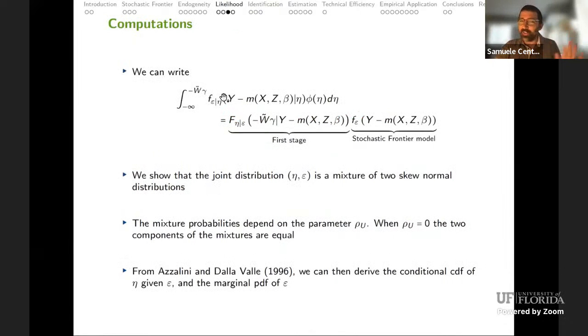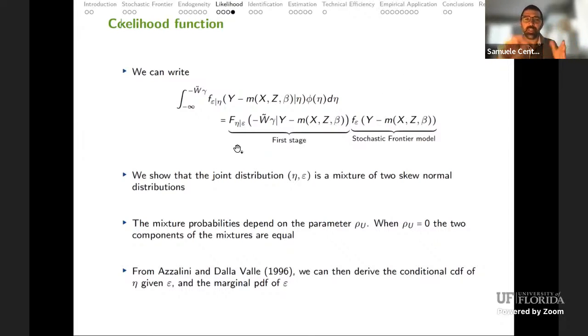I'm not going to give you the exact expression; it's not very beautiful to see. But the idea is that I decompose these terms into two parts. One is the conditional CDF of eta given epsilon, which is a kind of first-stage likelihood. The other is the component of the likelihood coming from the stochastic frontier model. When the dependence parameter is 0, it's like estimating these two models completely separately. The first stage becomes the likelihood of a probit model, and the second is the likelihood of a standard stochastic frontier model.